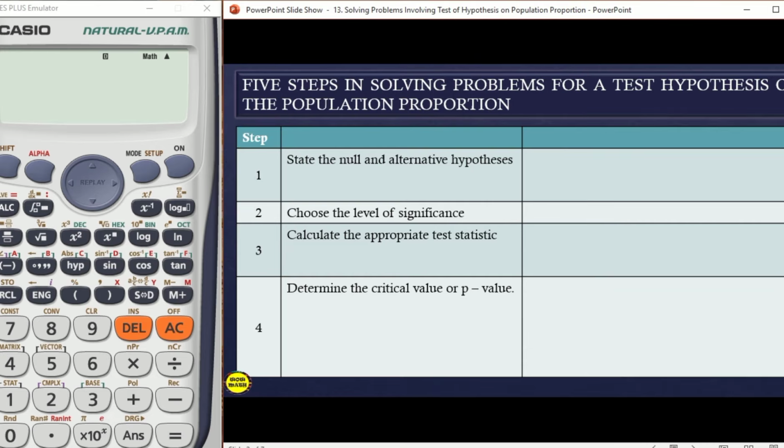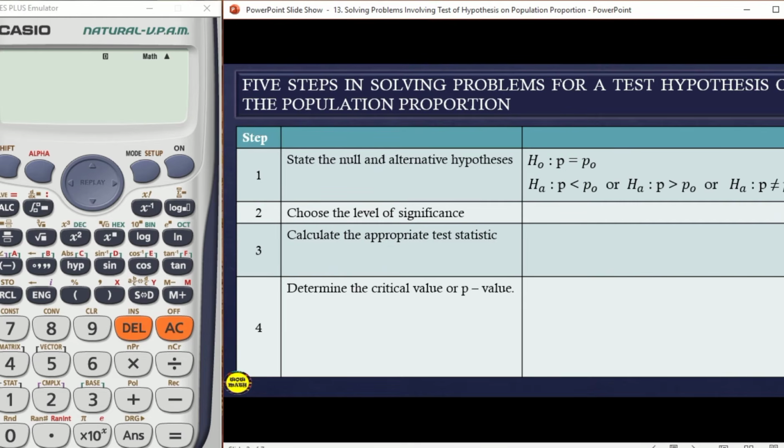So here are the 5 steps in solving problems for a test hypothesis on the population proportion. First step, state the null and alternative hypothesis. So ano ba yung tatandaan lang natin dito kapag nagpo-formulate tayo ng null and alternative hypothesis? Kapag sa null, laging equal naman yan. Sa null hypothesis, laging equal yung symbol na ginagamit natin.